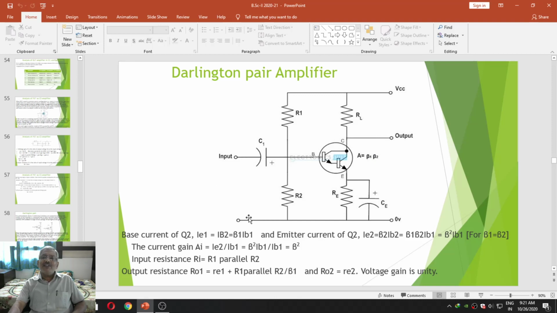When the input signal is applied, let IB1 be the current that flows through the base of transistor T1 in the pair. It allows IE1 to pass through the base of transistor T2. That means here IE1 is equal to IB2.